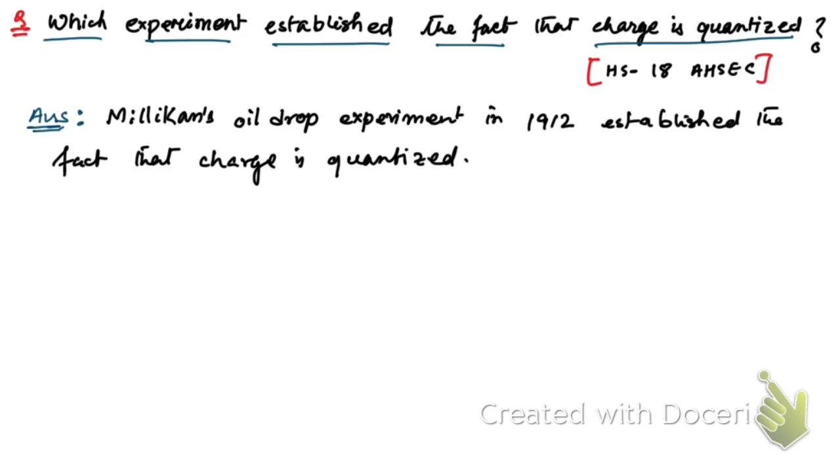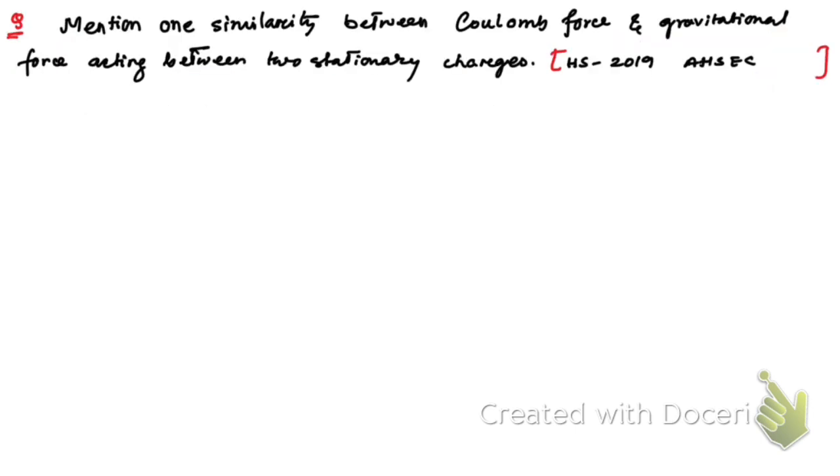So let's take another question. Mention one similarity between Coulomb's force and gravitational force acting between two stationary charges. Suppose we have two stationary charges Q1 and Q2, and the distance between them is R. Then the Coulomb force is given by Q1 Q2 by R square. So here force is inversely proportional to the distance square, right?